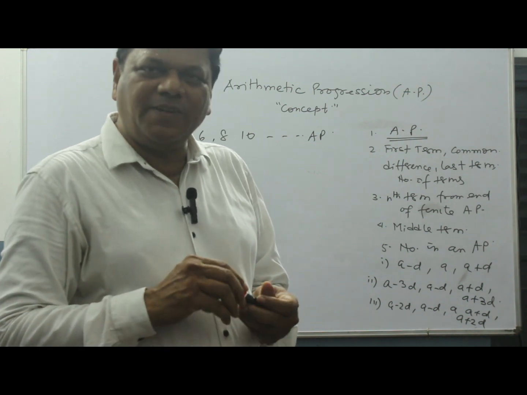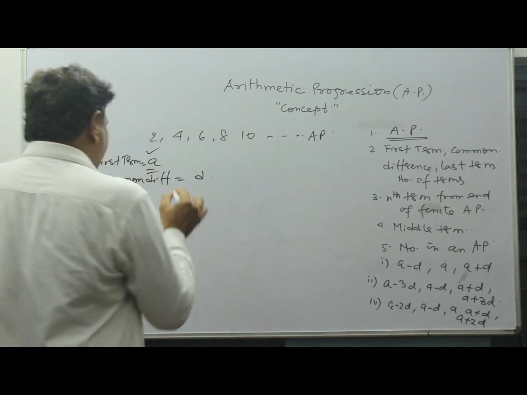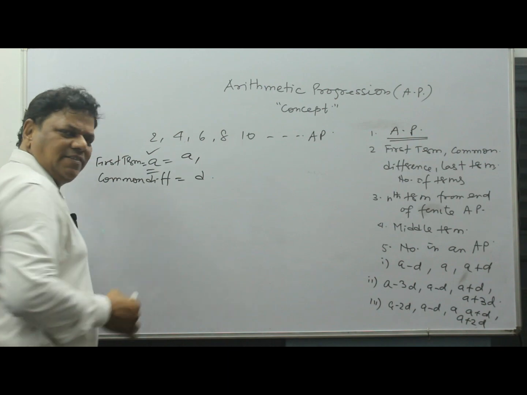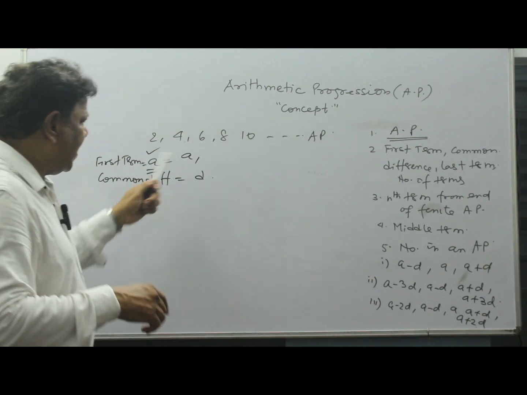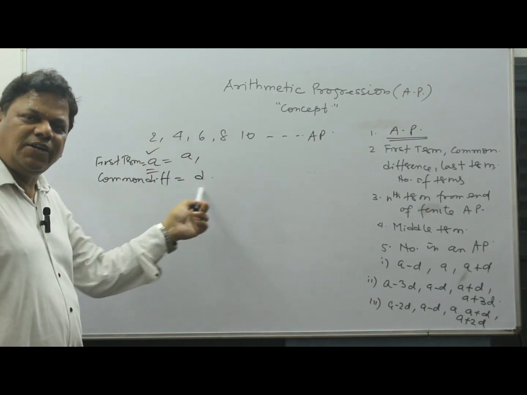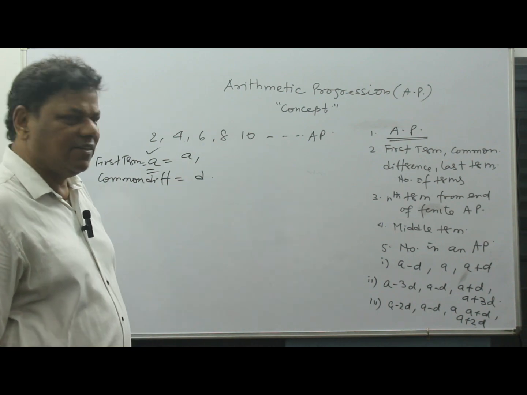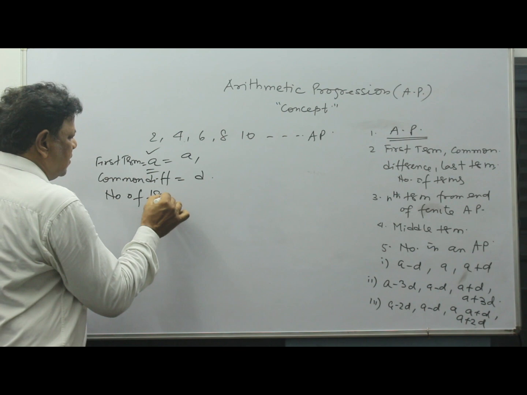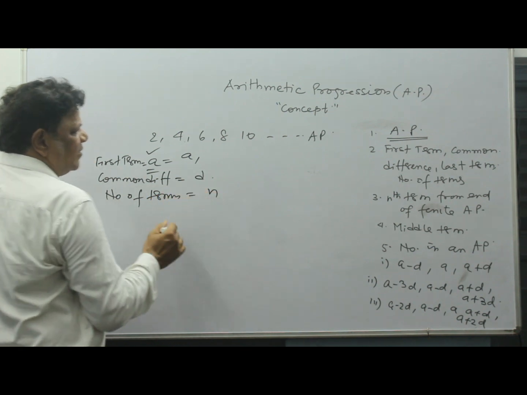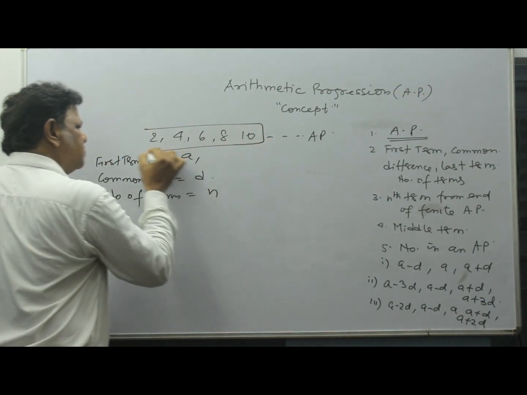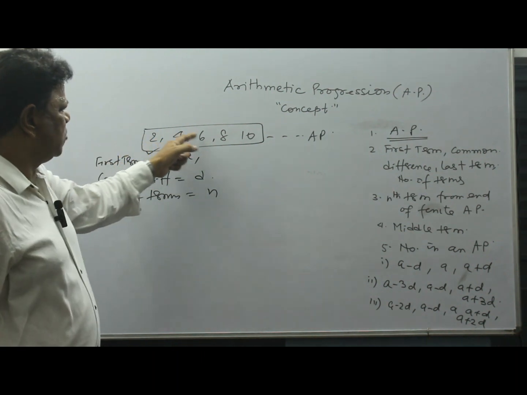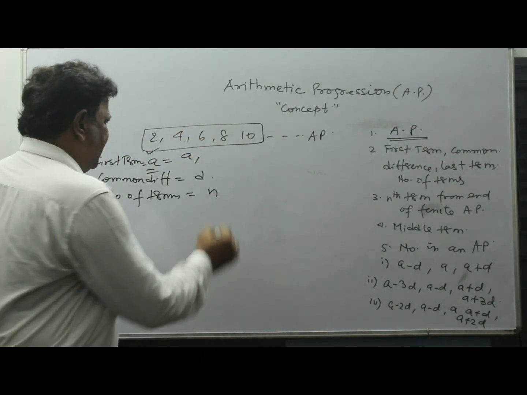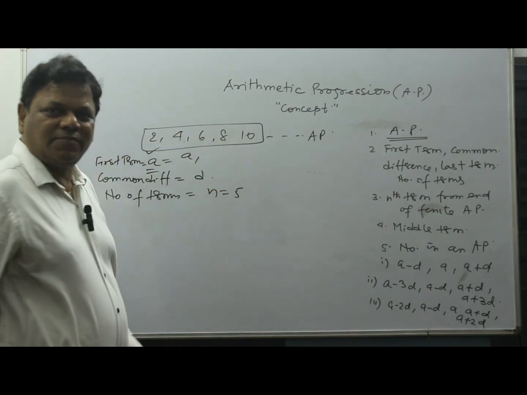Clear? The first term is A. Sometimes they say a1 also. First term. And second term minus first term, that is called the common difference. That is D. Number of terms is n. Let the series be this much. How many terms? 1, 2, 3, 4, 5. Then n should be 5.